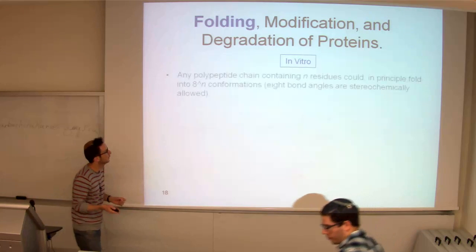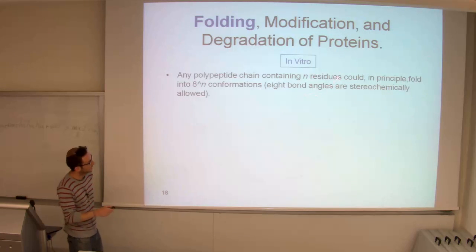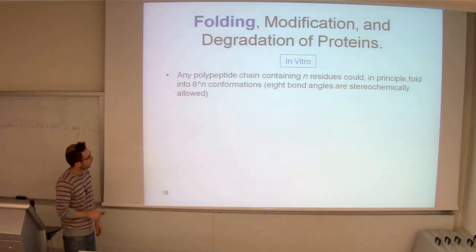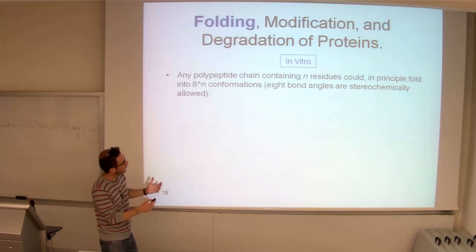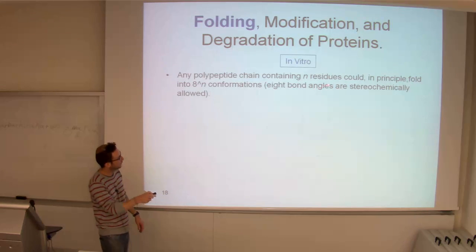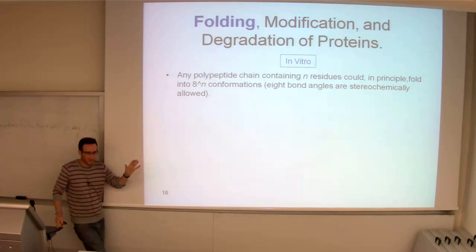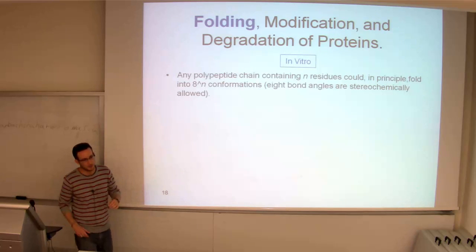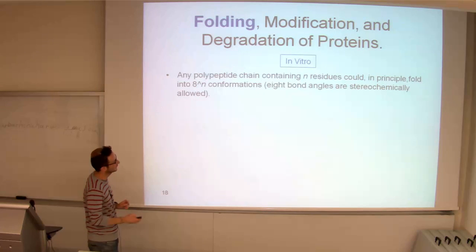So in vitro, and now we're talking hypothetically, any polypeptide chain containing n residues could, in principle, fall into 8 to the power of n conformations. Well, 8 because there is an argument that 8 bond angles are stereochemically allowed. It's not that accurate, and the 8 is not that critical here. The point is to understand that without any additional constraints, any polypeptide can attain a really large number of different conformations.